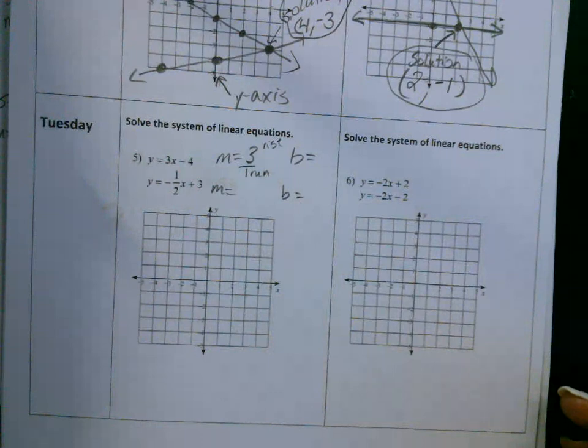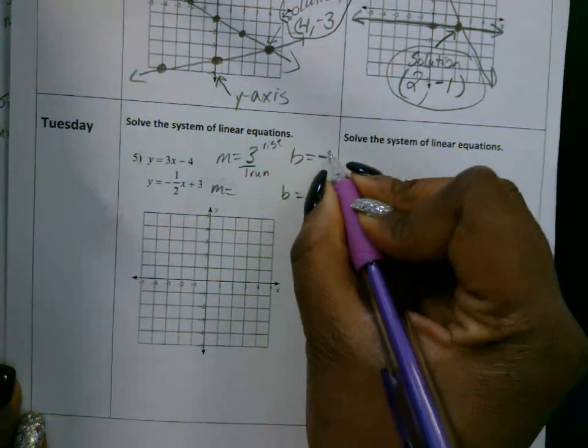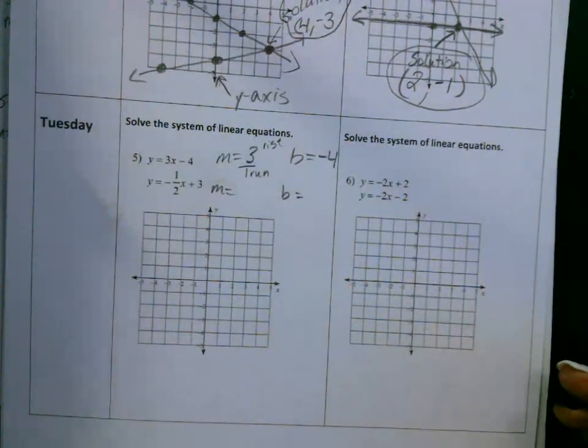What's my B here? Tamir, you're not writing. I need you to write. -4. Good job. Excellent. Raise your hand if you got that part right by yourself. Okay, good deal.